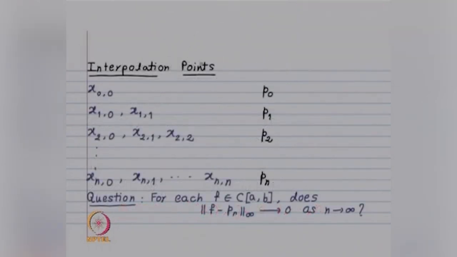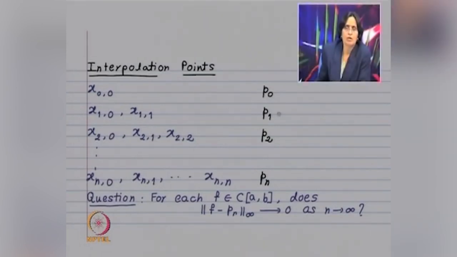So, suppose I am choosing interpolation points. For a constant polynomial, I will need one point. In order to fit a linear polynomial, I will need 2 points. In order to fit a parabola p 2, I will need 3 points. And in order to fit a polynomial of degree less than or equal to n, I will need n plus 1 distinct points. So, every time you have to specify the points and then we can fit a polynomial.